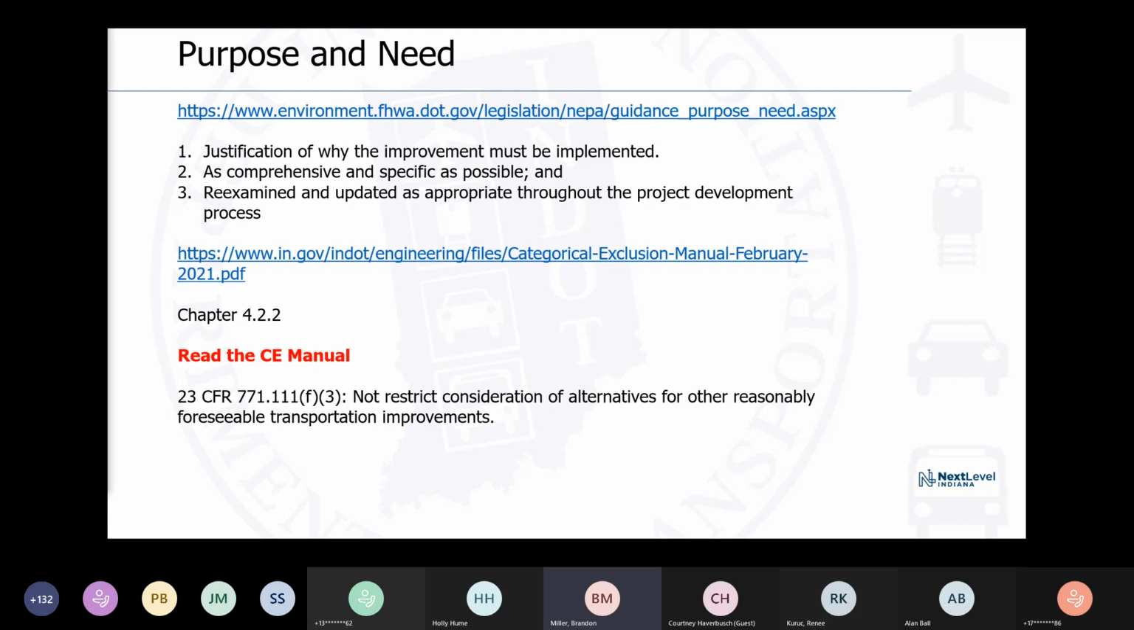You can even change your purpose and need as late as after public involvement for a project. However, if you do, there are things that you have to do, such as going back and reevaluating every single decision that you've made up to that point to see if the decision-making process is still valid for each of the different steps that you've taken.